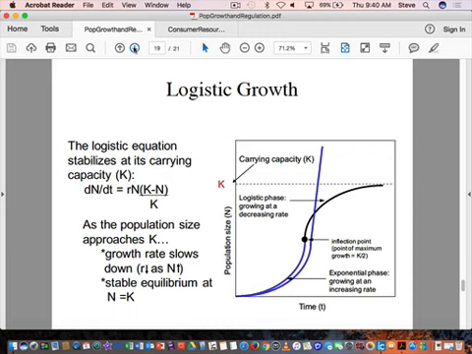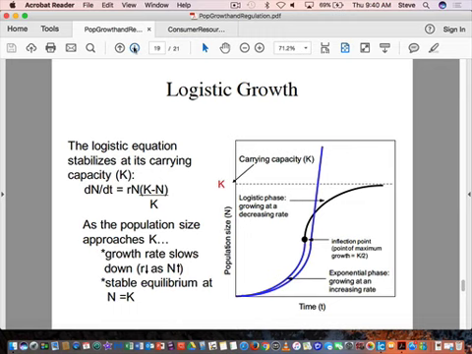Now what if you get to 200? What happens to that value? It's zero, right? So that's no population size change. 200 minus 200 over 200 is zero. So once it reaches that carrying capacity, that's a stable equilibrium and it'll be maintained at that population size, okay? What if you overshoot that carrying capacity?